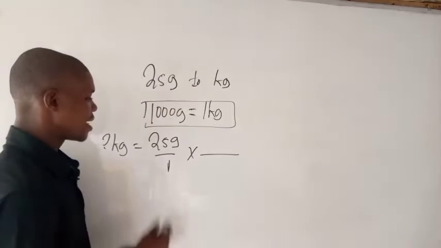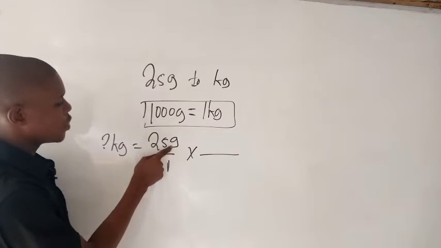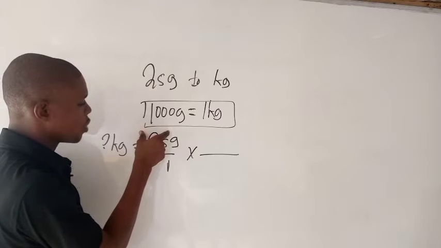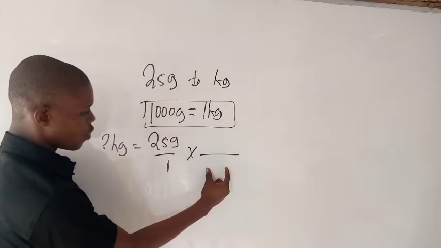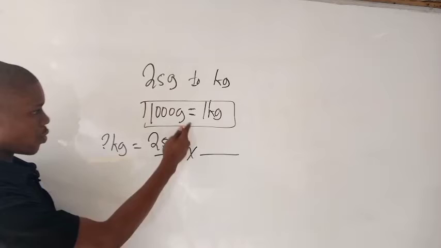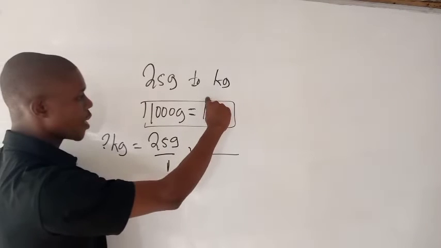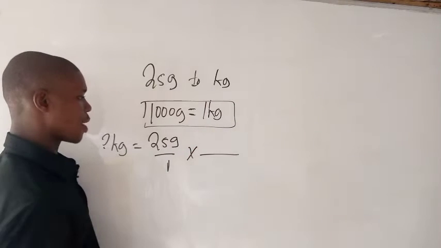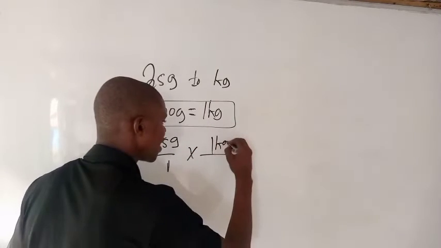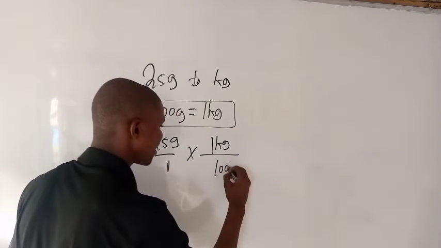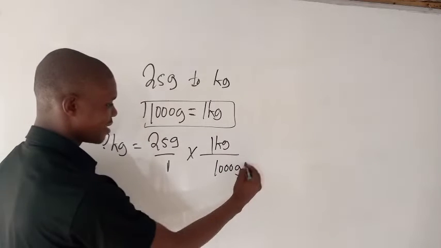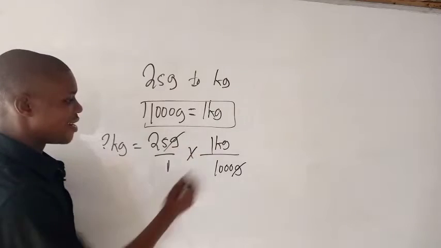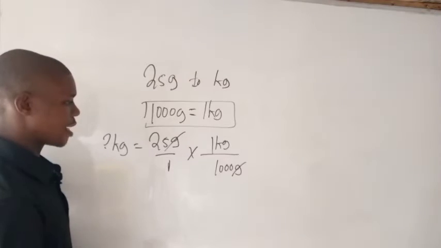Now how do I do that? If you check it very well, gram is already at the top, which is the numerator. Now this 1,000 gram goes to the denominator, so that gram and gram go out. Then 1 kilogram goes to the top. So I'm going to have 1 kilogram over 1,000 gram. The main reason why it is like this is that this and this go out, left with kilogram. Do you get that?